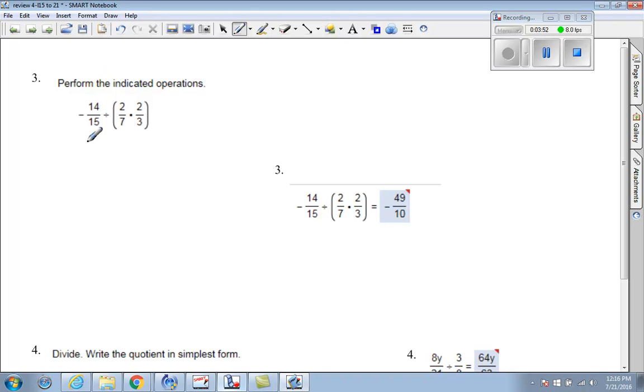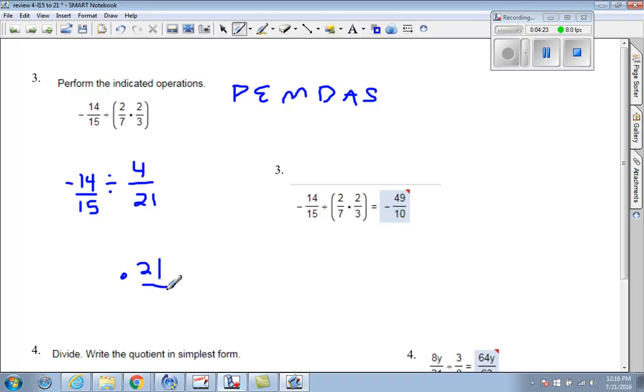This is order of operations. I'm going to write PEMDAS. We would like to do what's inside the parentheses first. So 2/7 times 2/3, I know I can just travel straight across and call that 4 over 21. And I'm going to keep the divided by symbol. But we know that division means multiply by the reciprocal. So let's go ahead and do that.